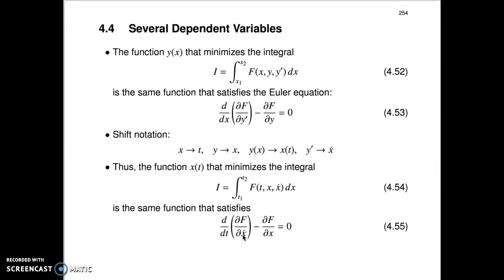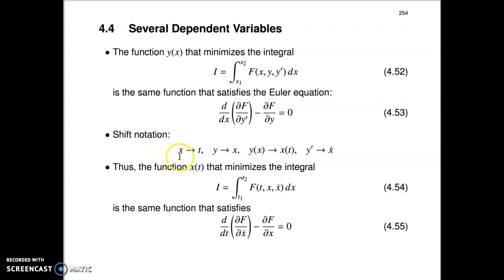So here's the original problem, right? We have an integral, and the integrand depends on x, y, and y prime. So I'm going back to x is the independent variable, y is the dependent variable, y is a function of x, and y prime is the derivative dy by dx. Okay? So if you want to minimize or maximize this integral, then you need to construct the Euler equation and then solve it.